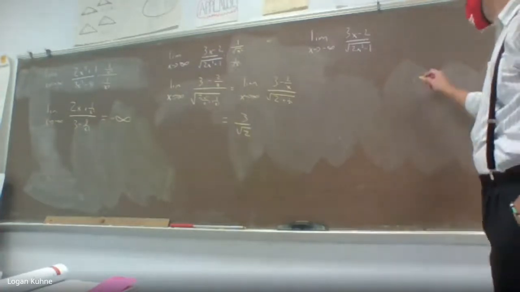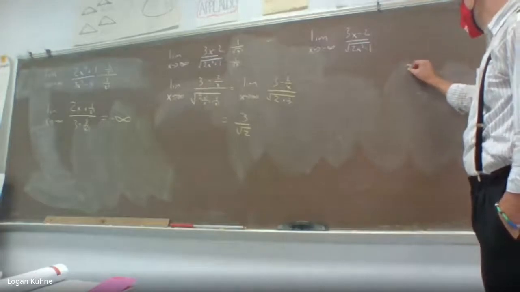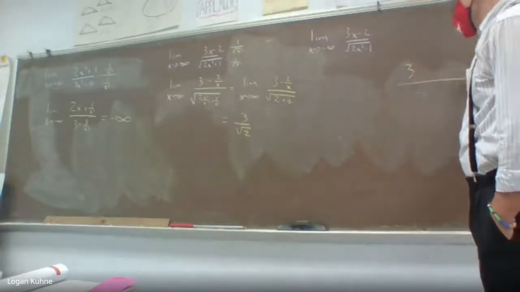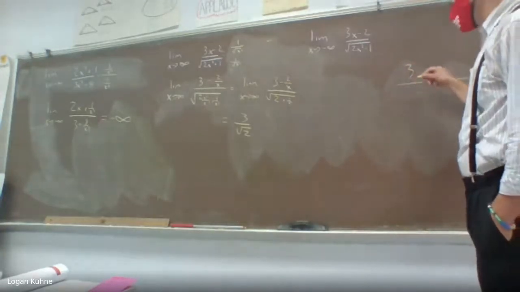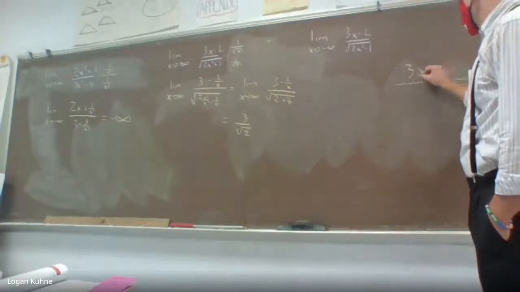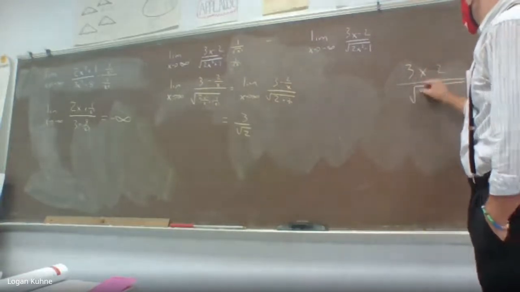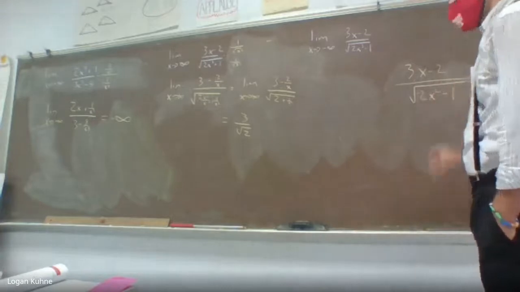Then let's type it into your calculator. You can make a fraction. Do the fraction bars, it's going to be easier. 3x minus 2 square root of 2x squared minus 1.